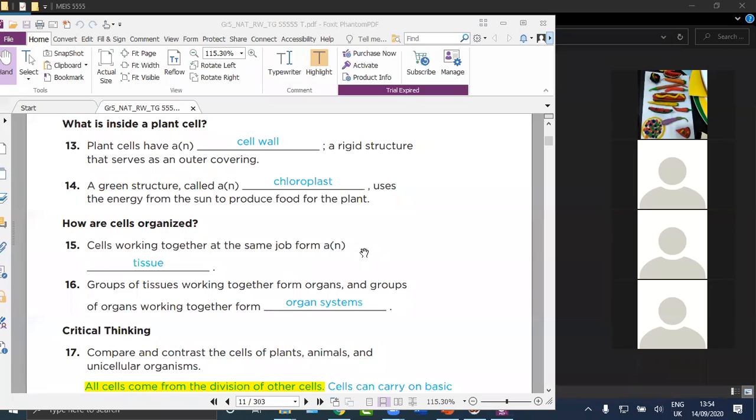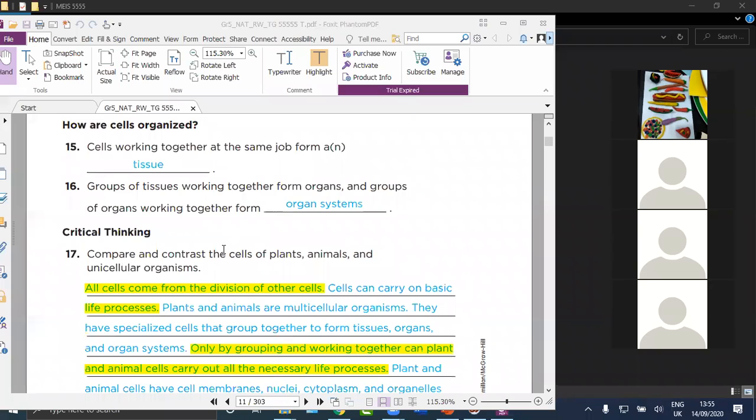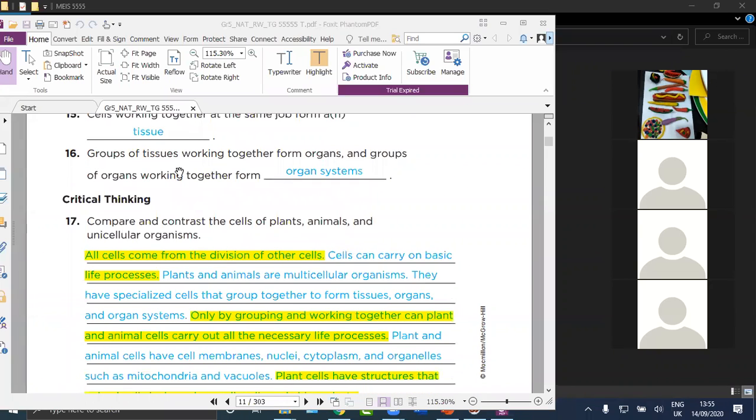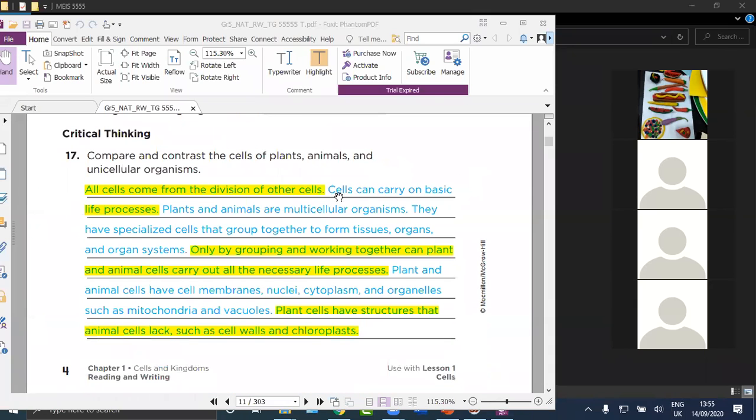Okay. Now, number 16. Saif Nabil, number 16. Yes, Mr. Number 16, groups of tissues working together form organs, and groups of organs working together form an organ system. Okay, thank you. Number 17, critical thinking.